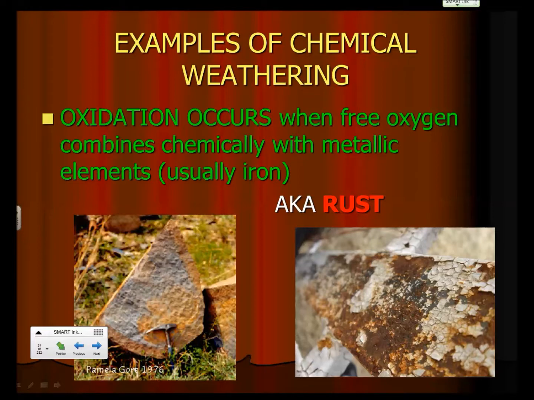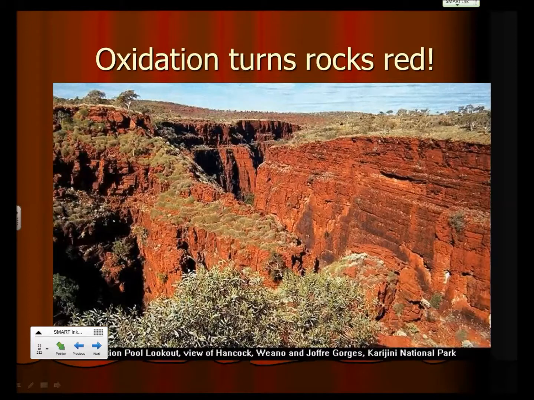Oxidation has the word oxygen in it, and that's when free oxygen combines chemically with metallic elements in it, usually iron, and you might get rusting. And you can see in this picture over here, this rock is rusted, and that weakens the minerals in the rock and breaks it apart. Oxidation does turn rocks that rust-colored red, and it's weakening the rocks in the process.